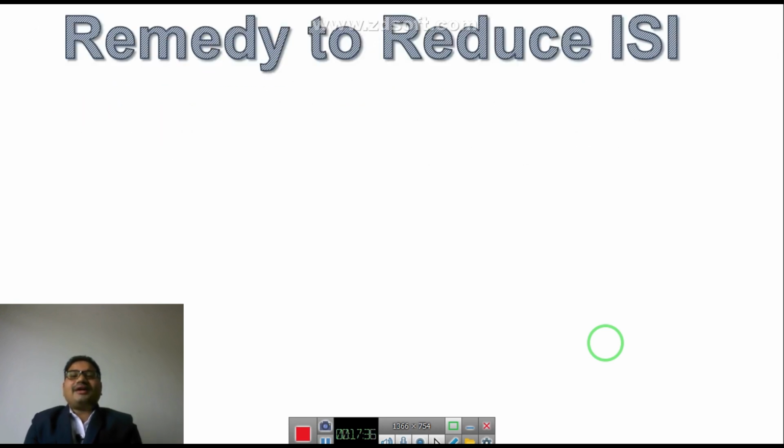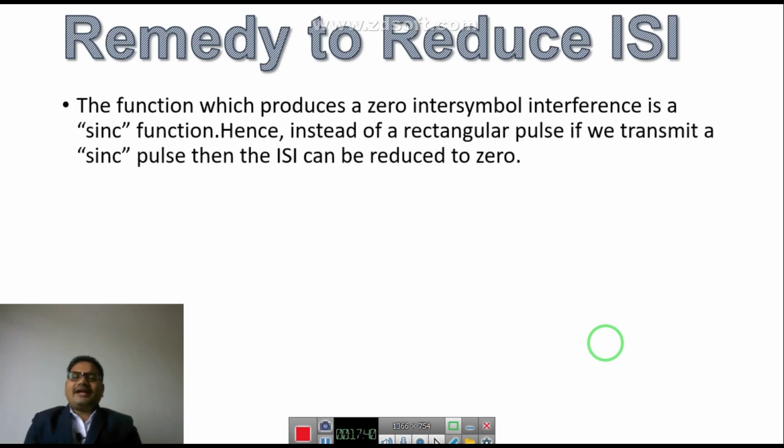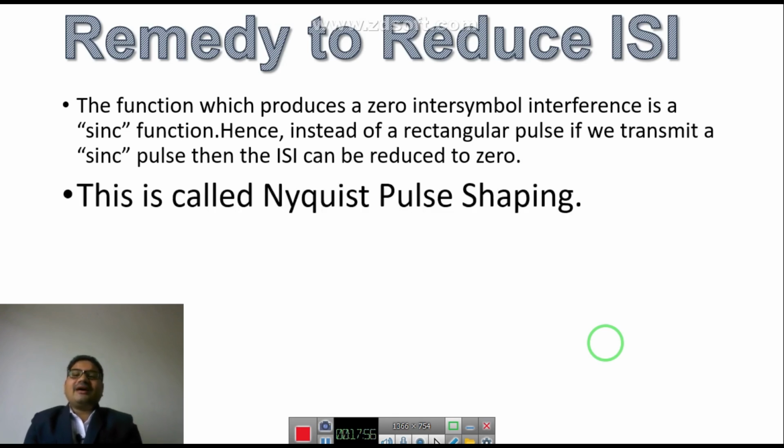Now, what is the remedy to reduce ISI? It has been proved that the function which produces zero intersymbol interference is what? The sinc function. So instead of a rectangular pulse, if we transmit a sinc pulse, then ISI could be reduced, and this is called Nyquist pulse shaping.